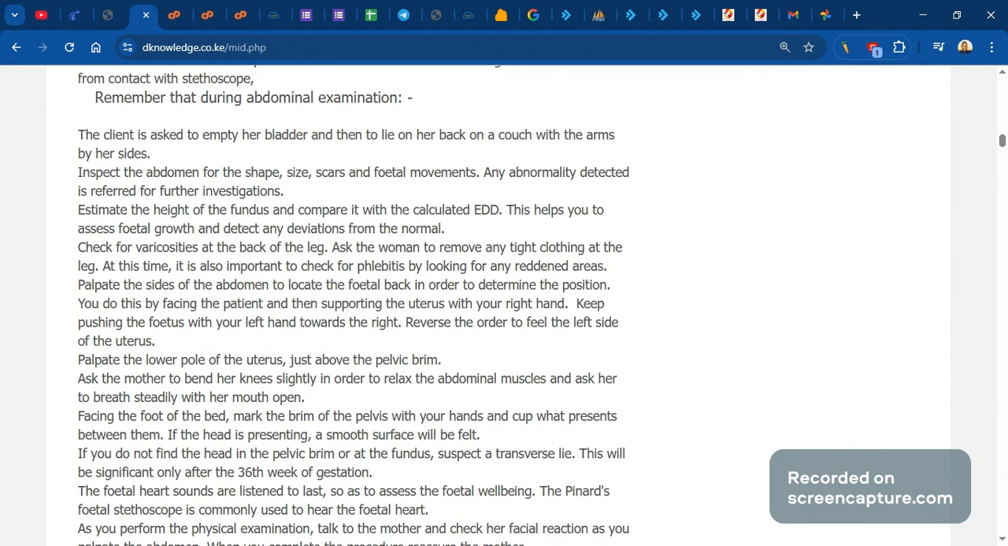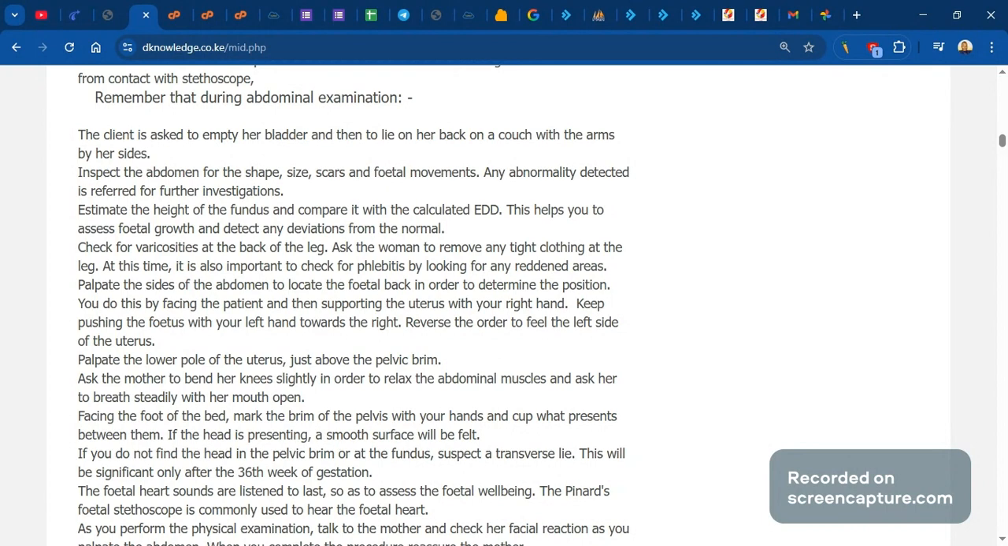Okay, so you need to estimate the height of the fundus and compare to the calculated EDD. This helps you to assess fetal growth and detect any deviation from the normal. Because if the expected EDD is January 26th, 2026, and today is maybe 25th August 2025, then you should be able to know that from today up to January is roughly 5 months. So the baby should be around 3 months, 4 months there. Okay. So when you check the fundal height using your hand or tape measure, you should be at exactly the expected rate as per the EDD.